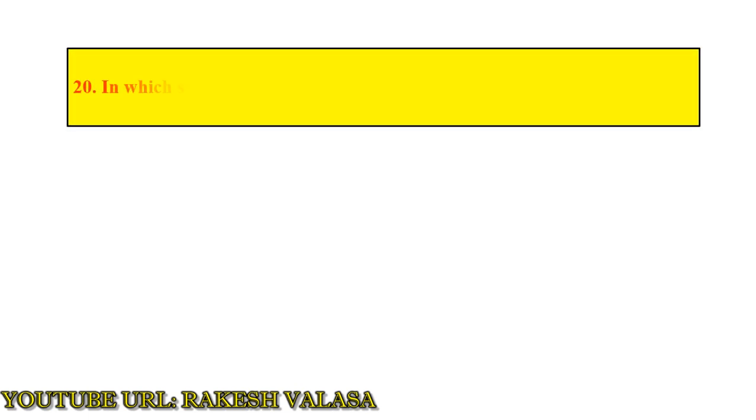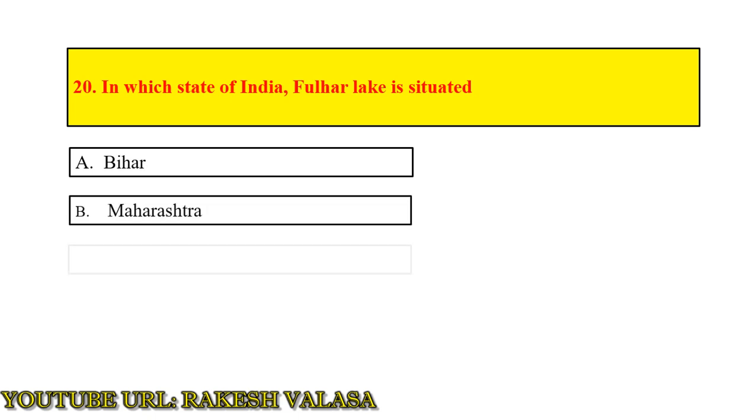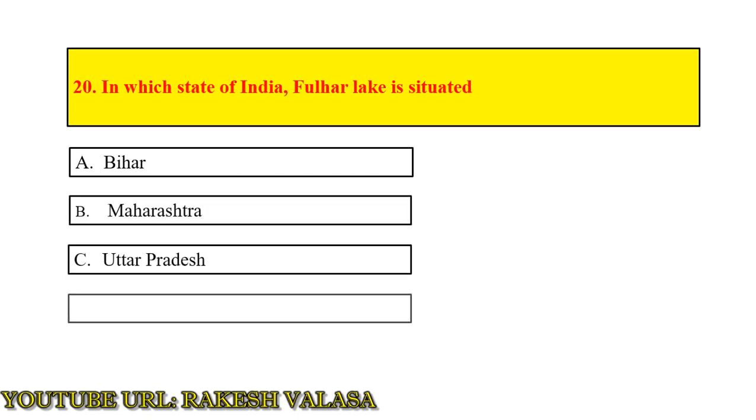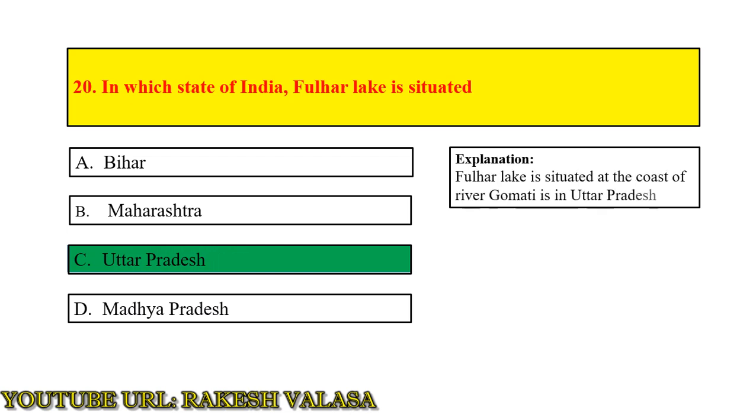Question number 20. In which state of India Fulhar Lake is situated? Answer: Uttar Pradesh. Explanation: Fulhar Lake is situated at the coast of river Gomati, is in Uttar Pradesh.